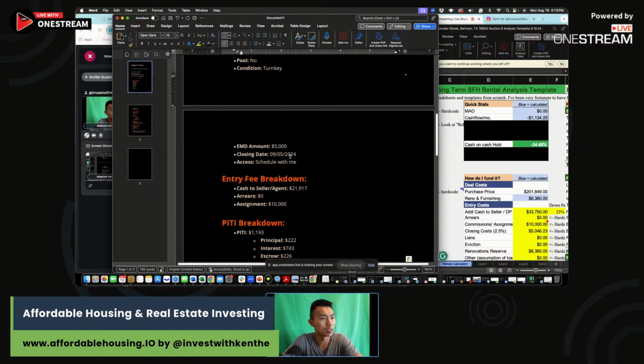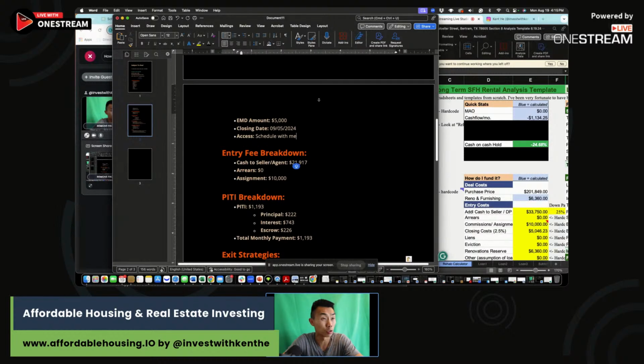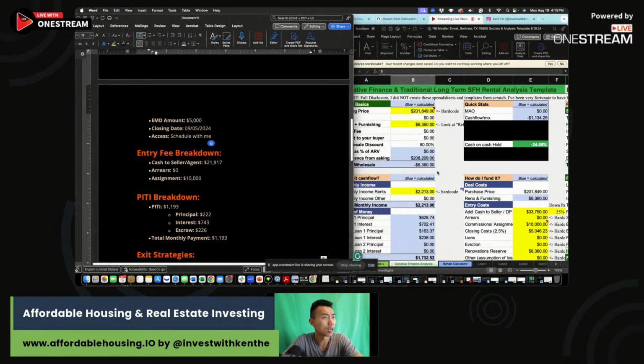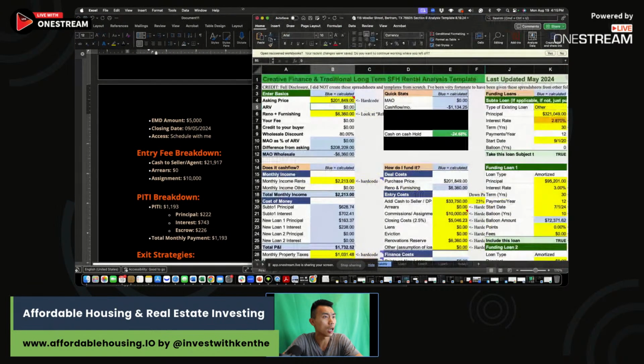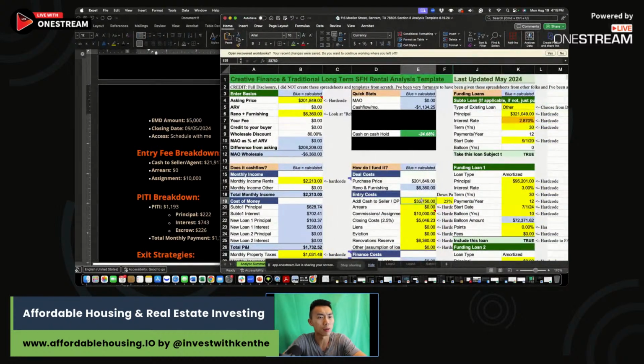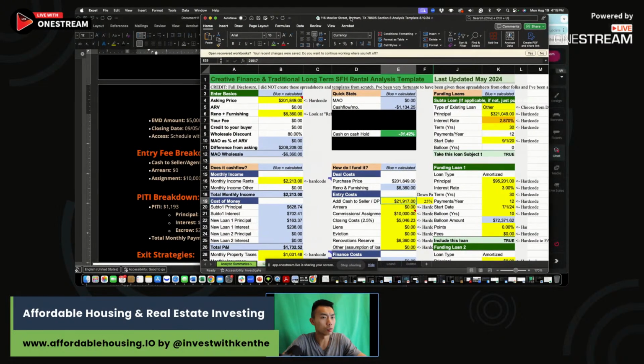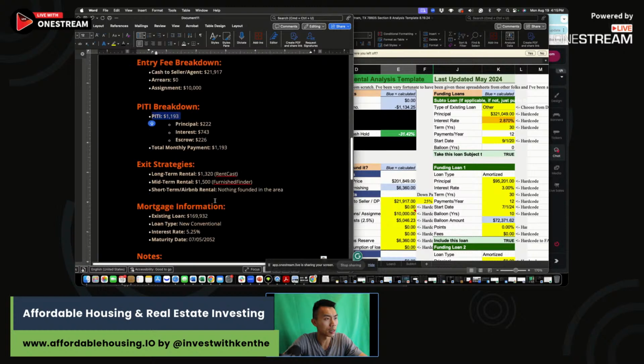2,700 square feet. So I'm not going to be able to turn it into a 3-bedroom. And let's see, for today, 21,917 cash to seller with a $10,000 assignment fee. So I'm putting that right into E19 for your cash to seller, and then E21 for your assignment fees. And your total payment is going to be $1,193.